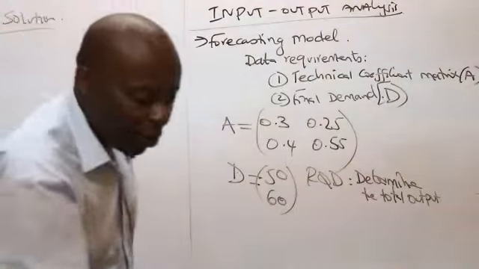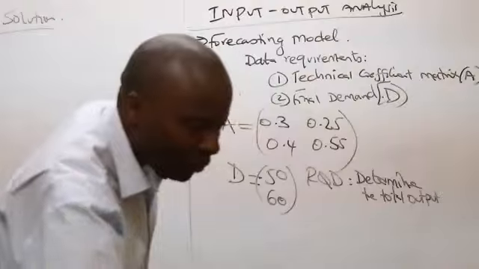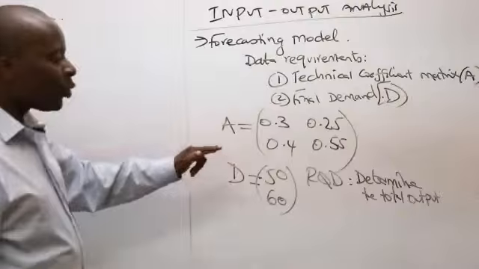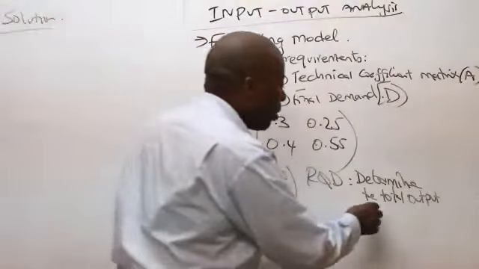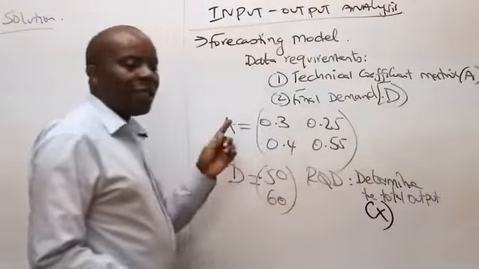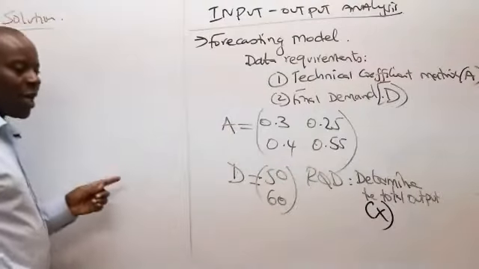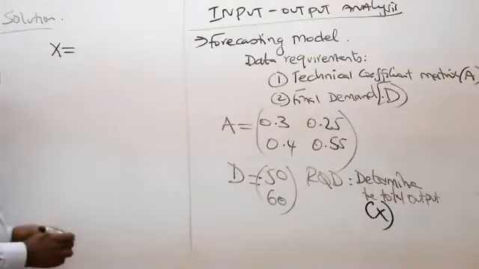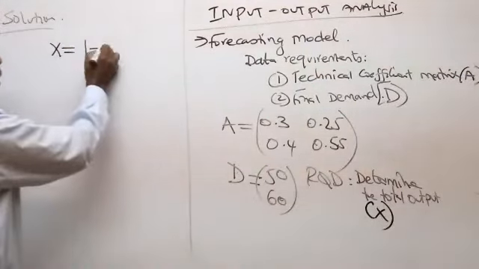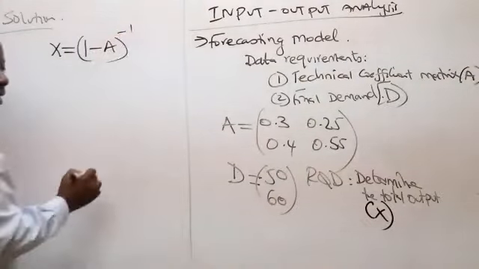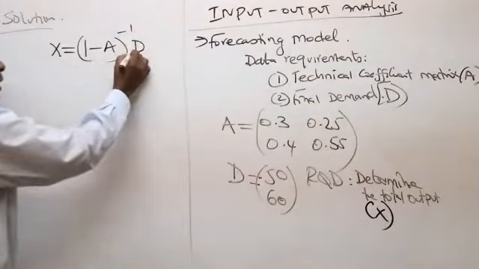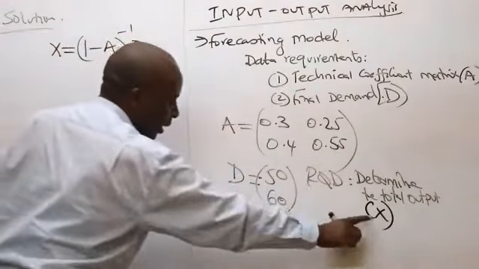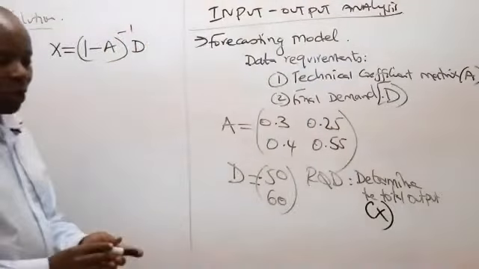Solution. Ladies and gentlemen, whenever you are given the technical coefficients matrix A and D, and they want you to calculate the total output, which is our unknown X, this is what we shall be doing. To get our X, we shall take (I minus A) inverse multiplied by D to get X. X is the total output.